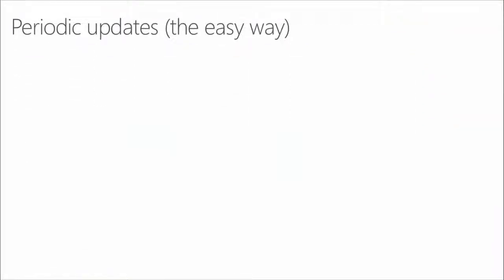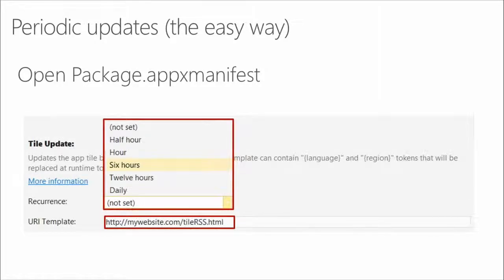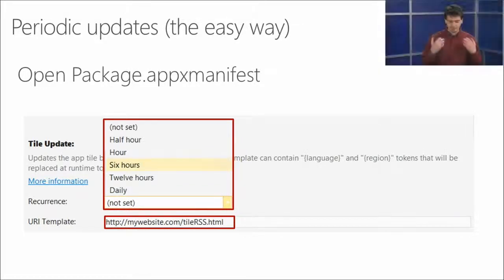We can also do periodic updates the easy way, which is the codeless way. And for that, we open our package.app manifest. And there's a little drop down where we say, I want it to update every 6 hours. And I want it to go to this tile RSS feed. And then we don't have to run any code, and it just runs, it works, and it's going to use that RSS feed and tag it every 6 hours looking for new tile information.